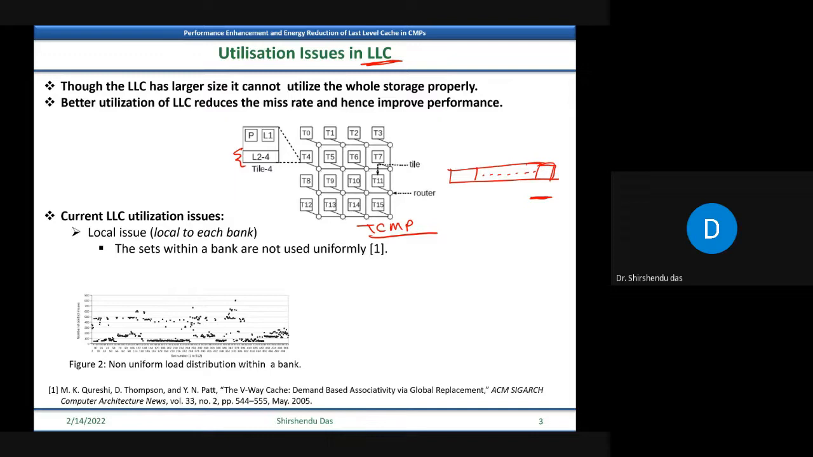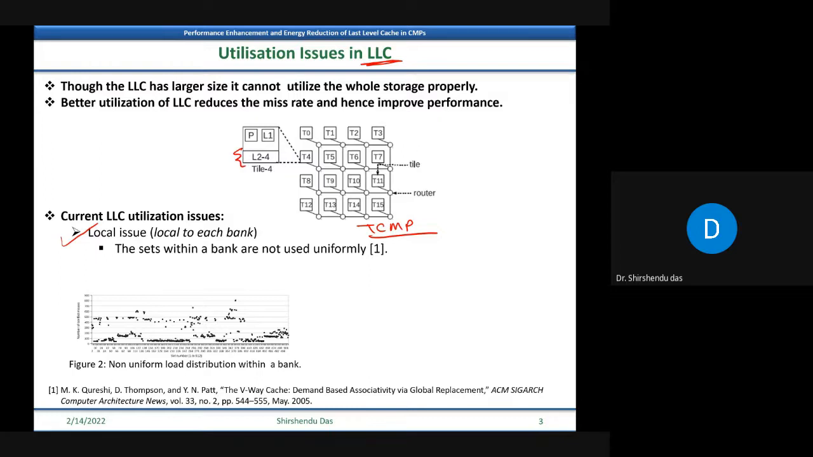Okay, so utilization issues can be divided into two parts. One is called the local utilization issue. Local utilization issue means local to each bank here. You have to understand each bank is a set associative cache. So local utilization issue means the problem faced by each set associative cache. So what is that problem?